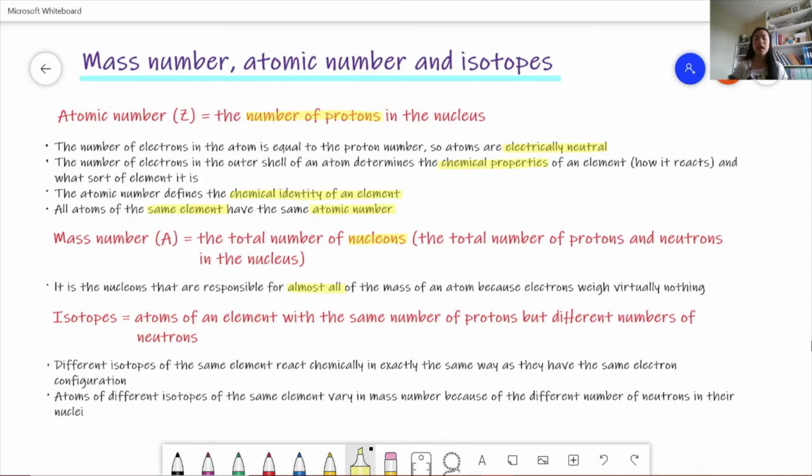The last definition we'll need to know is the definition of an isotope, and that's an atom of an element which has the same number of protons but a different number of neutrons. Because it has the same number of protons, it also has the same number of electrons. Different isotopes of the same element react chemically in exactly the same way, because they have the same electron configuration, because they have the same number of electrons.